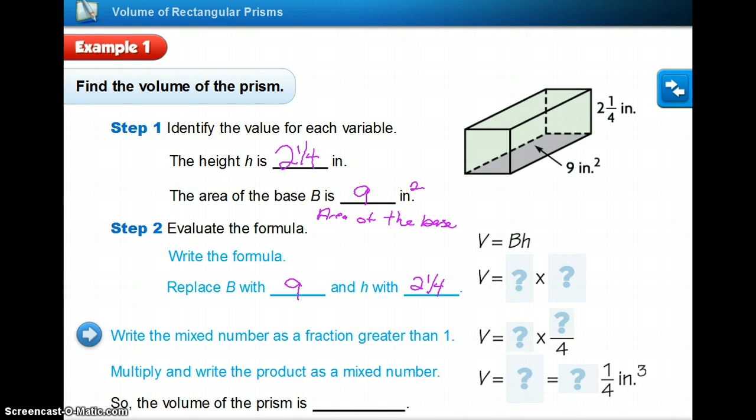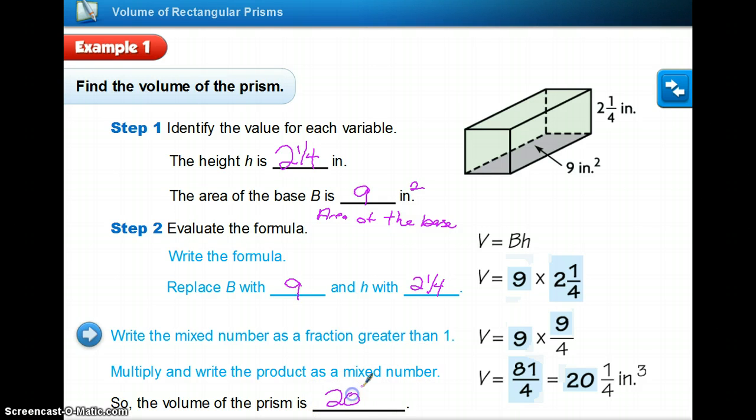And we get, remember we have to change when we multiply mixed numbers, we have to change them into improper fractions, so that's what we do here. And then we get this, because 9 times 9 is 81, 1 times 4 is 4, and then we change it back into a mixed number, we get 20.25 inches cubed.